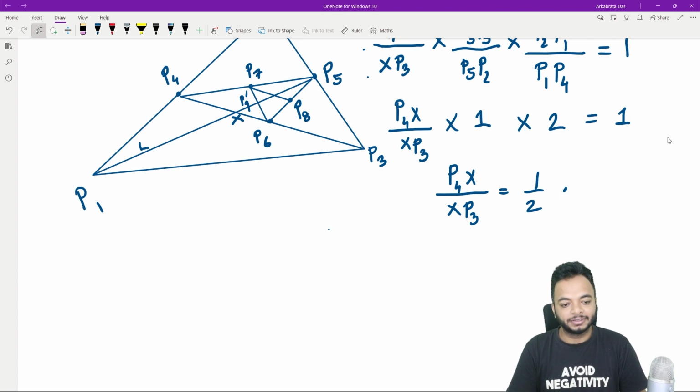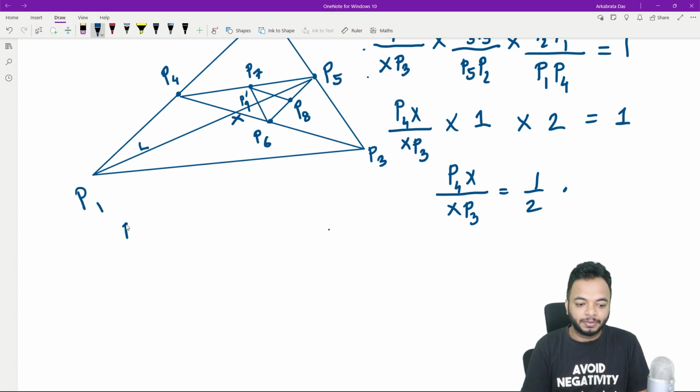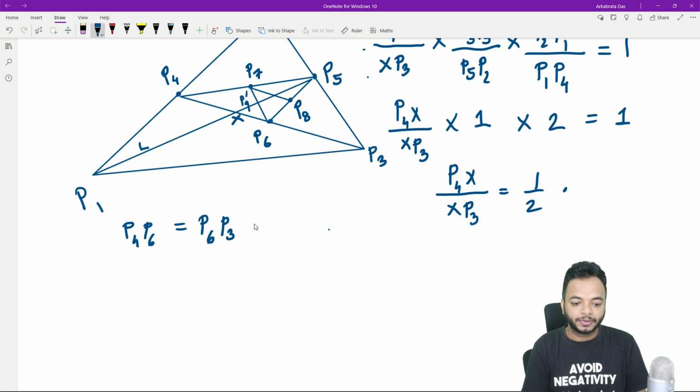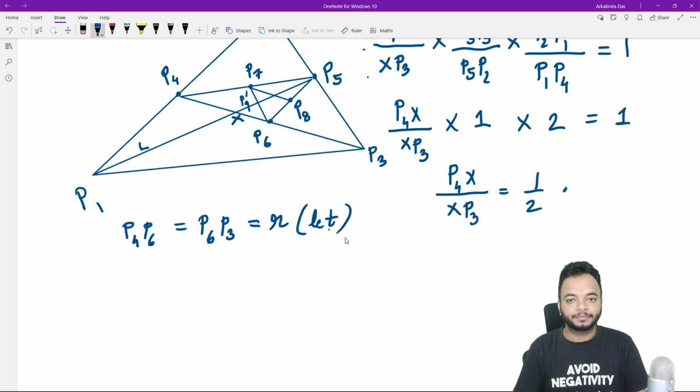Now my idea is to get the ratio of P4x and x P6. Because I know that P4 P6 is equal to P6 P3, and let it be equal to R, for some positive real number R. So then I just want to get to that ratio.